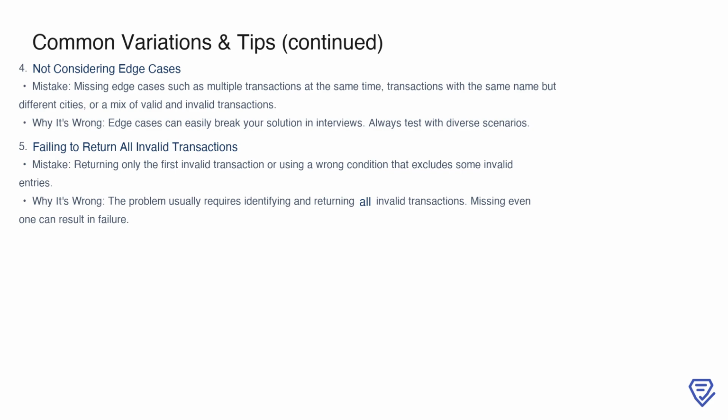Another critical area to watch out for is edge cases. These can include scenarios like multiple transactions happening at the exact same time, transactions with the same name but in different cities, or cases where a mix of valid and invalid transactions exists. Overlooking these edge cases can cause your solution to fail during testing.